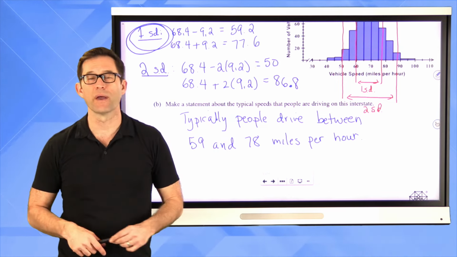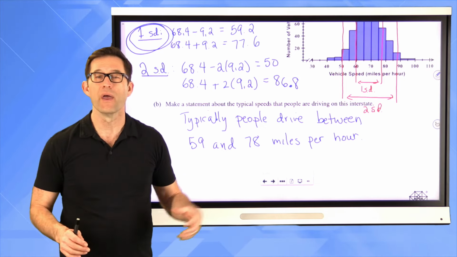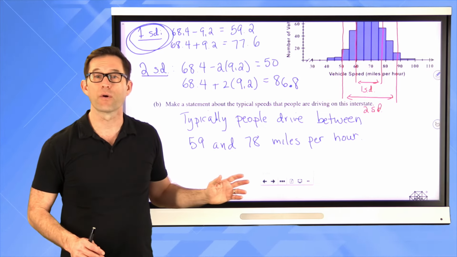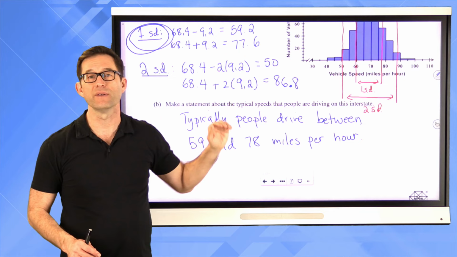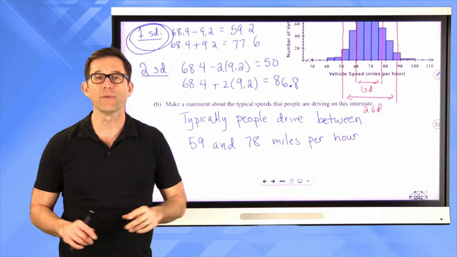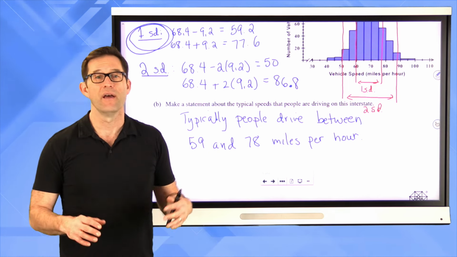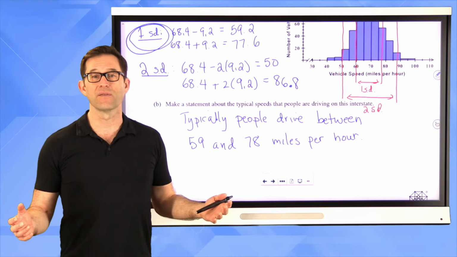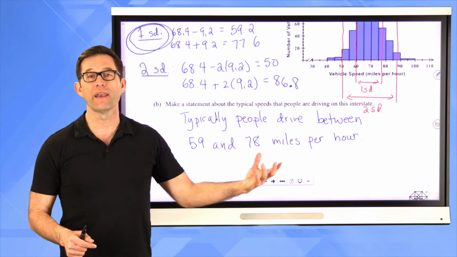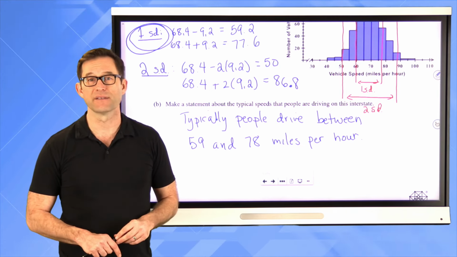in statistics, we're looking for a more general answer. And whether we use 59.2 or 59, 77.6 or 78 probably doesn't make much of a difference. And if you're just trying to explain this to the average person who might be asking this question, then saying 59 and 78 makes a lot of sense.